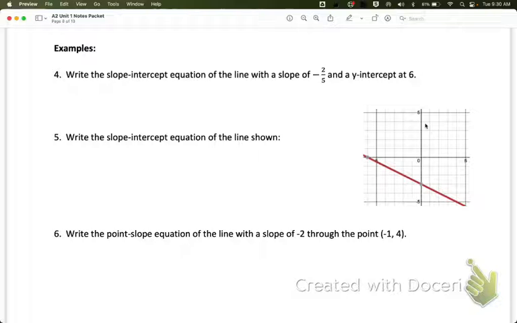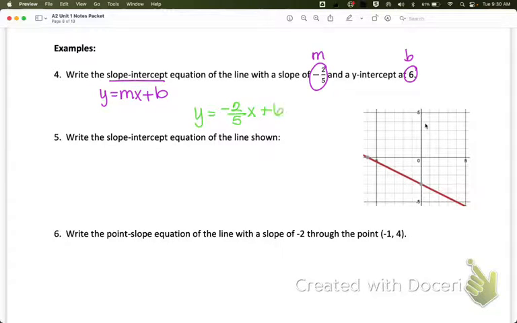The slope-intercept equation of the line with a slope of -2/5 and a y-intercept at 6. Well, they gave us all the good stuff here. -2/5 is m. 6 is the y-intercept, and so that is our value of b, and the slope-intercept equation is y equals mx plus b. So to write this, we're going to have y equals m, which we know is -2/5 x, plus b, which is +6, so it'll stay at plus. There's our equation.